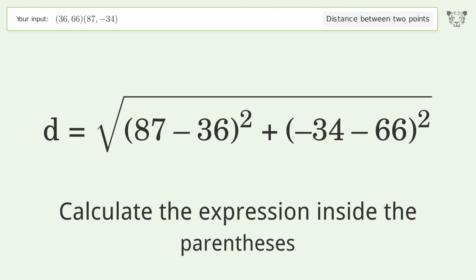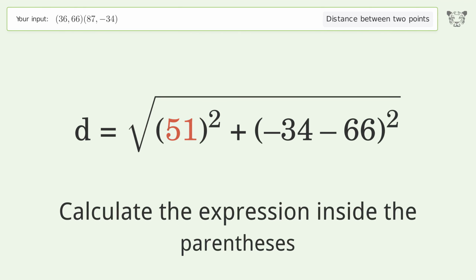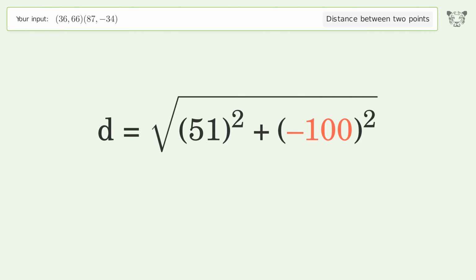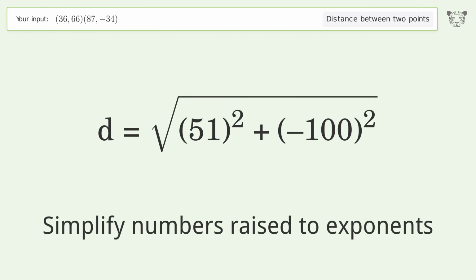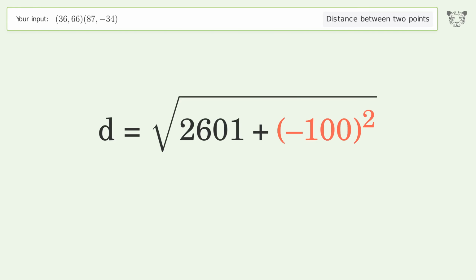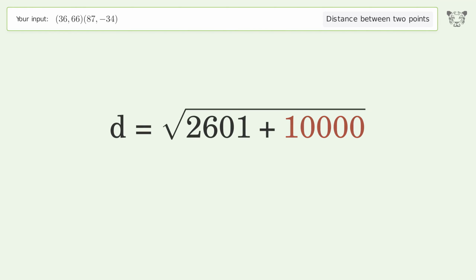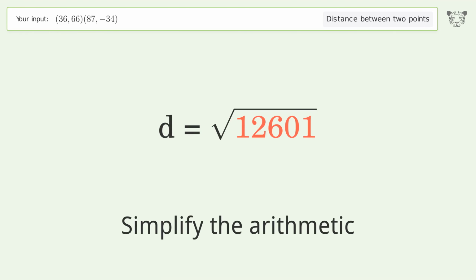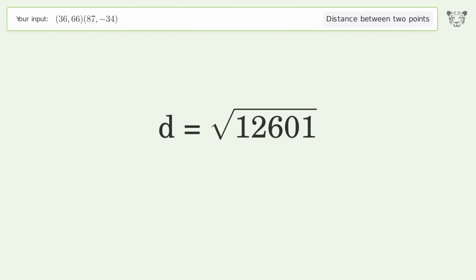Calculate the expression inside the parentheses. Simplify numbers raised to exponents. Simplify the arithmetic. And so the distance between the 2 points is the square root of 12,601, or 112.254.